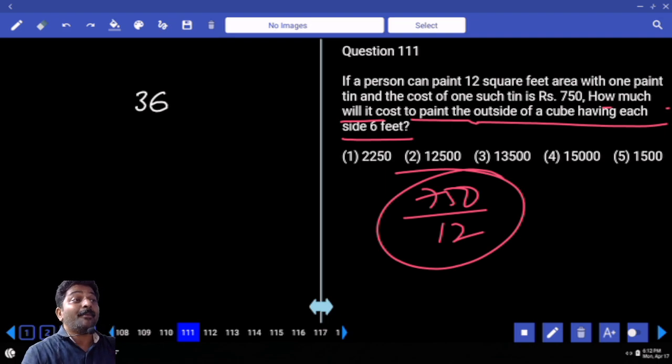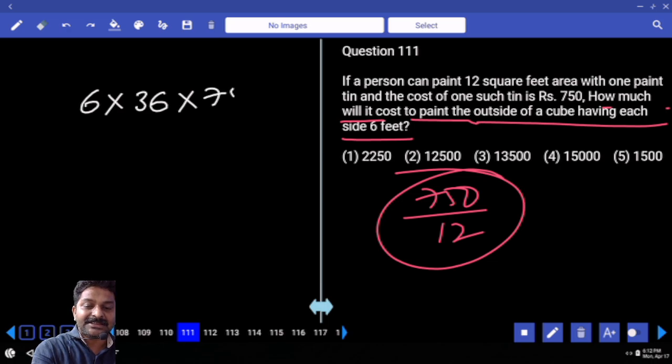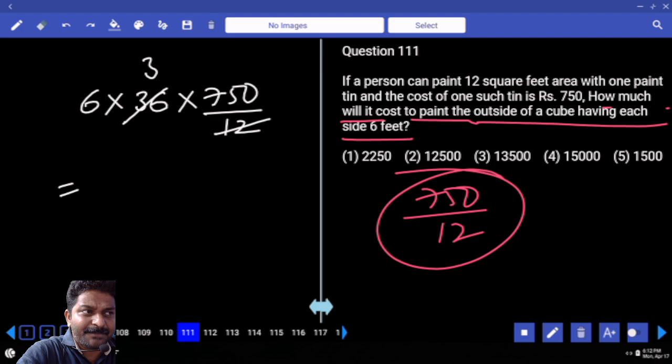Like that, how many sides will be there? That means into this much only. So this is the area that you are supposed to paint in terms of square feet. To calculate price, total area multiplied by price per square feet. Per square feet it is 750 by 12. 12 how many times? Answer must be a multiple of 9.